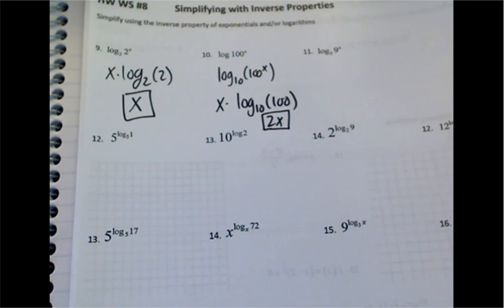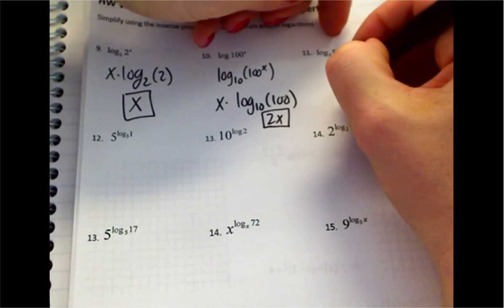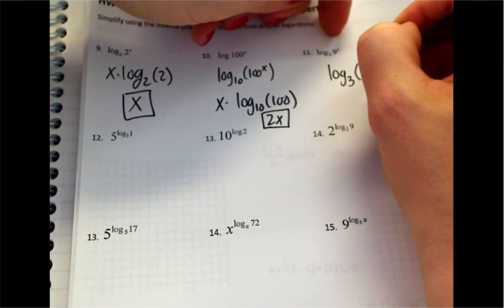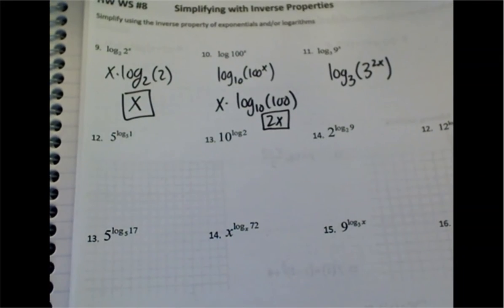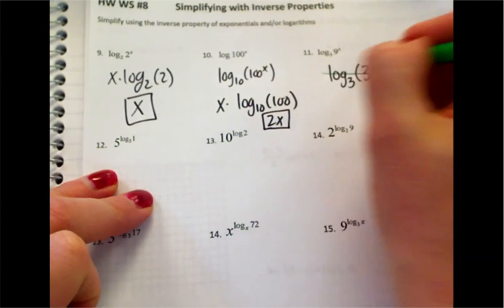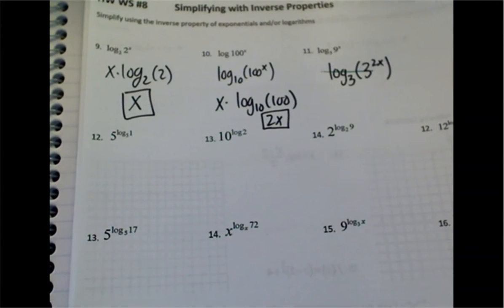Let's say you want to do it the inverse way, matching bases. Log base 3 of 3 squared x, right, because 9 is 3 squared. What if you're really getting to the inverse way? Those two things do cancel each other out, but the exponent comes in front.